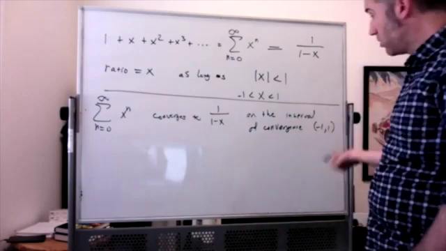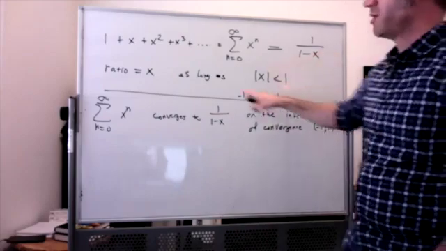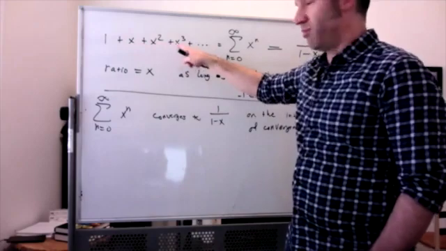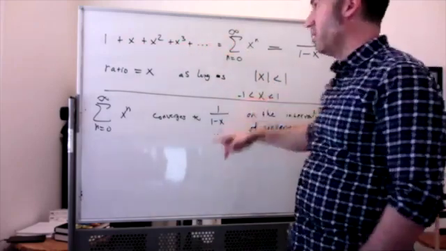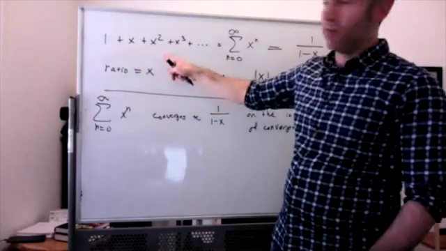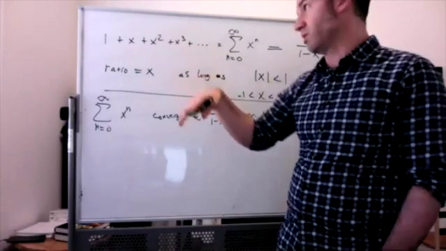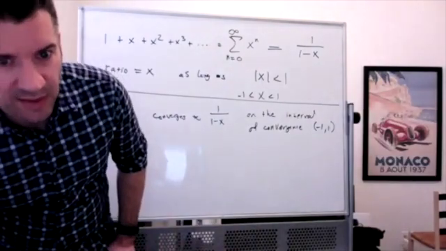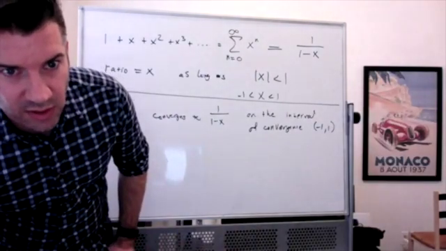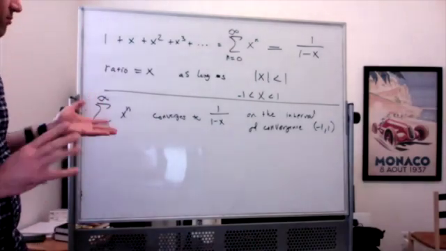And we definitely don't include the endpoints because we know that if x was 1, 1 plus 1 plus 1 plus 1 plus 1 plus 1 plus 1 diverges to infinity. And also if x is -1, 1 plus -1 plus 1 plus -1 diverges because it keeps going back and forth between 1 and 0. So I feel like that's kind of not the direction I want to go in just yet. But that's kind of the big idea.